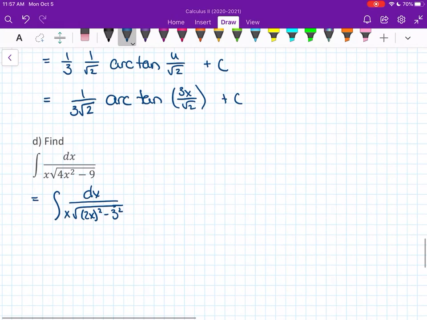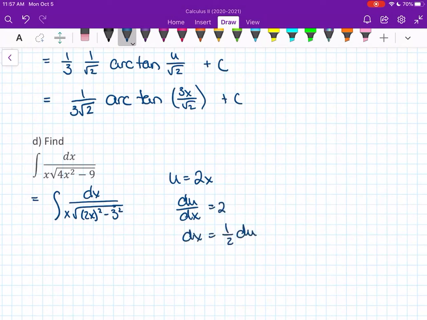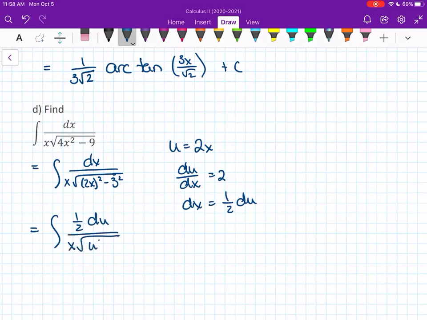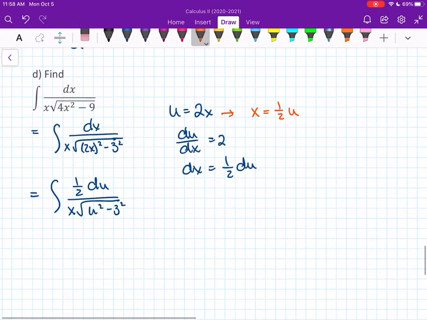A way to do this using u substitution is to let u equal 2x, then du/dx equals 2, so dx equals 1/2 du. So I can put this 1/2 du, and then my x didn't change, and I have u squared minus 3 squared. This is a little wonky because I still have an x, but I can rewrite it: if u equals 2x, then x equals 1/2 u, and I can substitute that back in here.